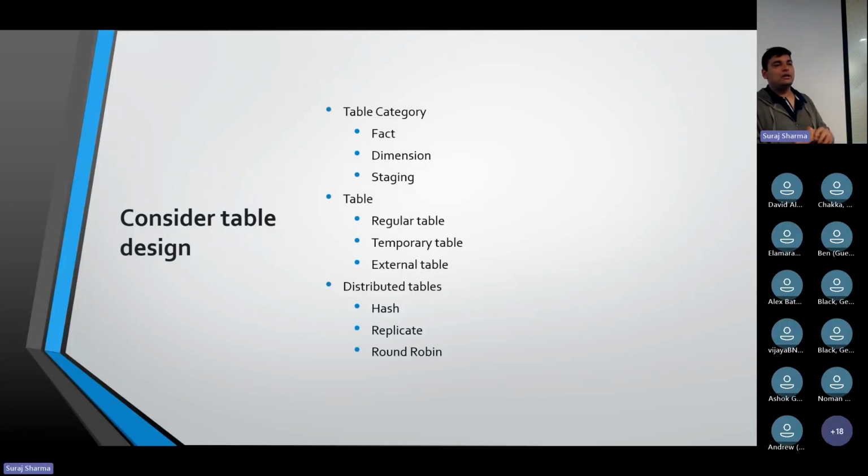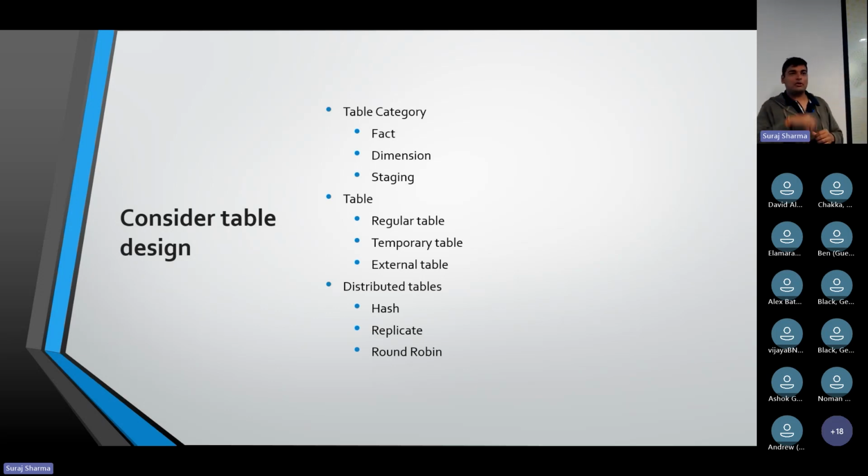What are hash, replicate, and round robin? You have three boxes here, one, two, and three, and I've got, say, 100 records, and I want to put those 100 records across those three boxes. So first I'm going to use replicate. I'm going to put 100 records into each box. So what happens is that my data is present across all compute nodes.